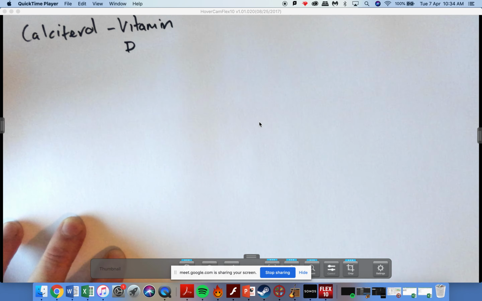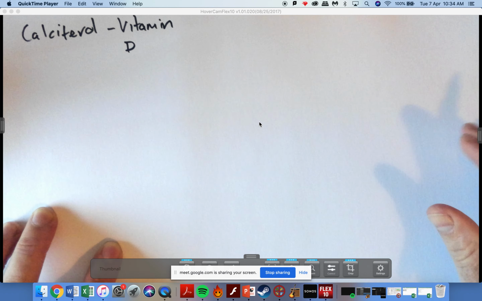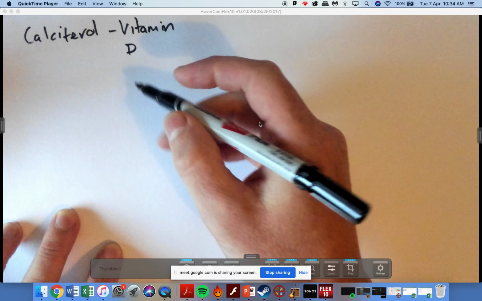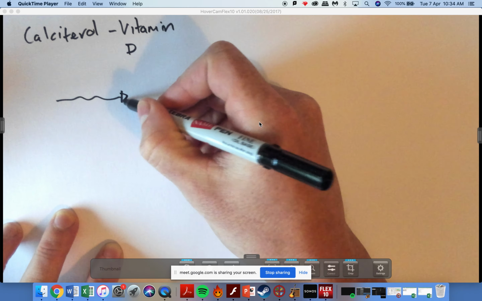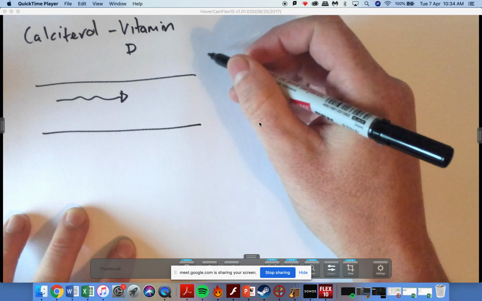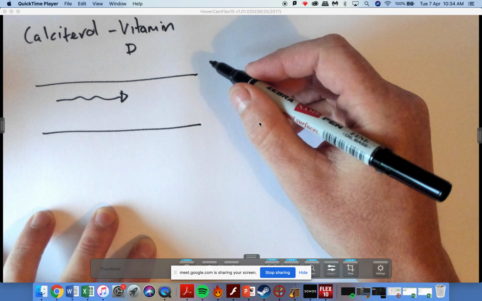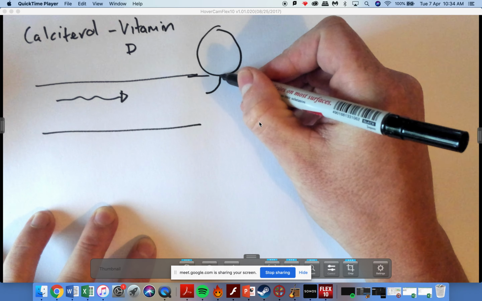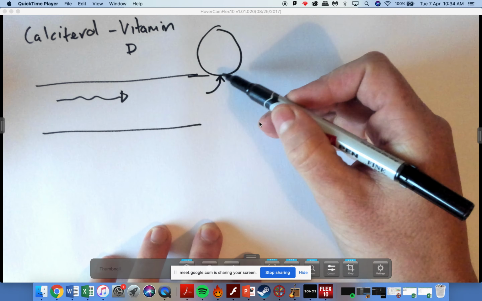So calciferol, you have taken it in through the digestive system, and it's then going to be diffusing through blood vessels. Eventually then, it's going to meet those cells. So it's going to be able to meet those cells.